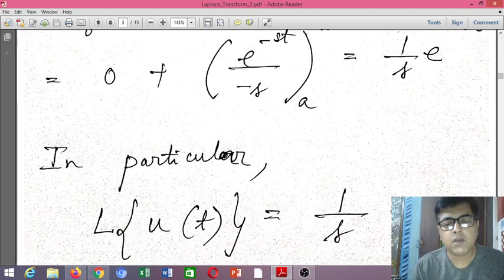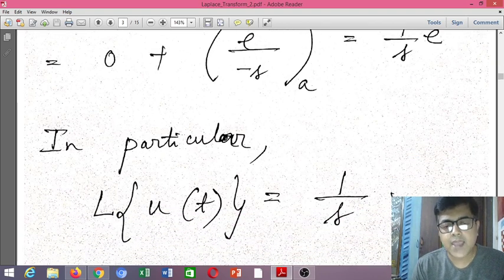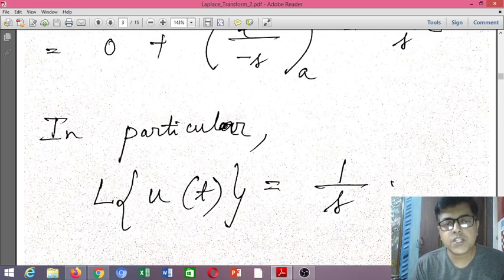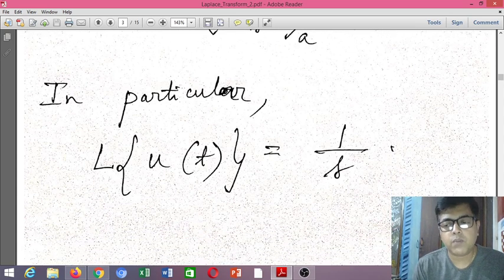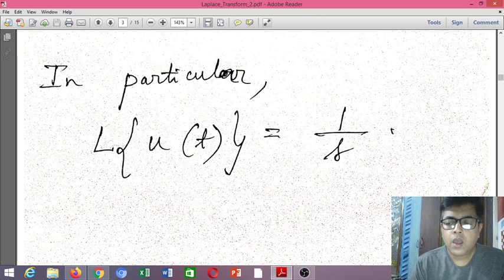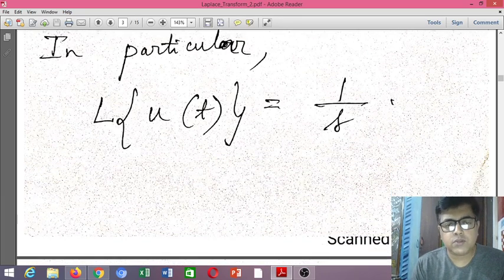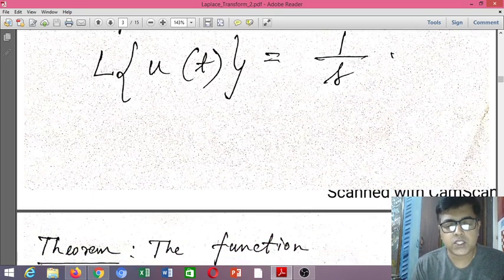So as a particular case, as I was telling you, a can be 0. If a is 0, then you just put a equal to 0 in the basic result that we have just now got, and you should get L of u(t) to be equal to 1 by s, because e to the power minus sa will be actually equal to 1, and so you get 1 by s. So L of u(t) becomes 1 by s as a particular case. Okay, so that is where we find out the Laplace transform of a unit step function.